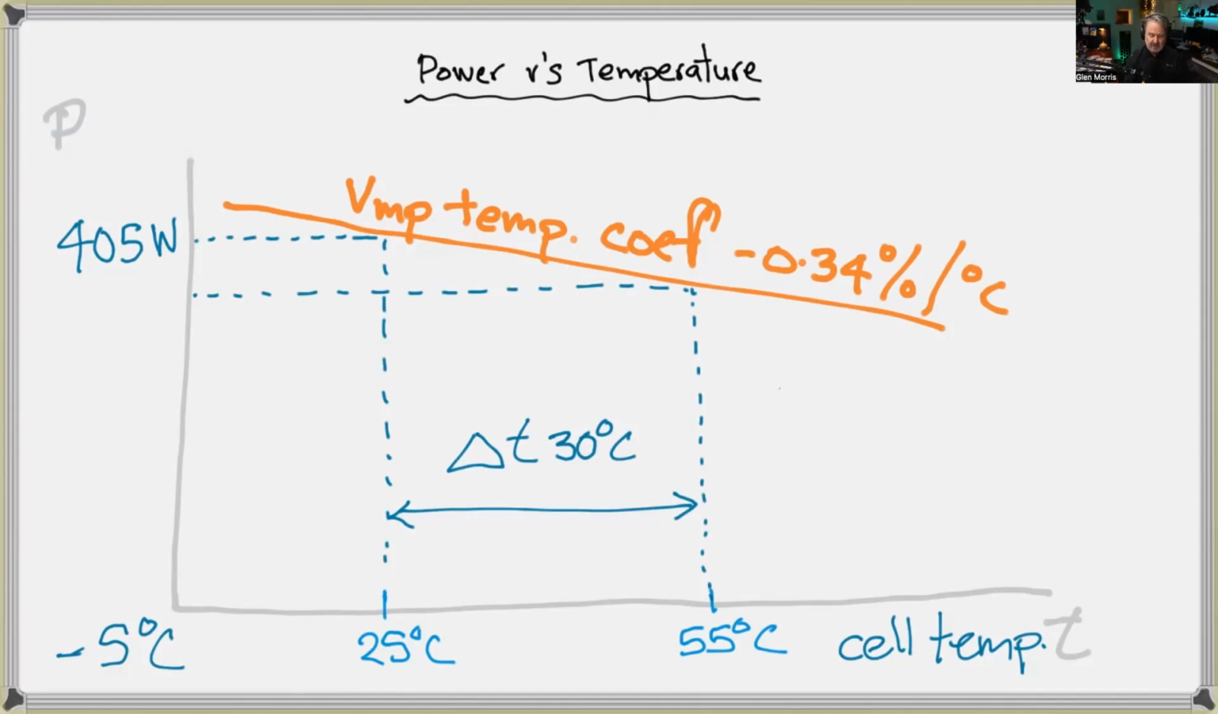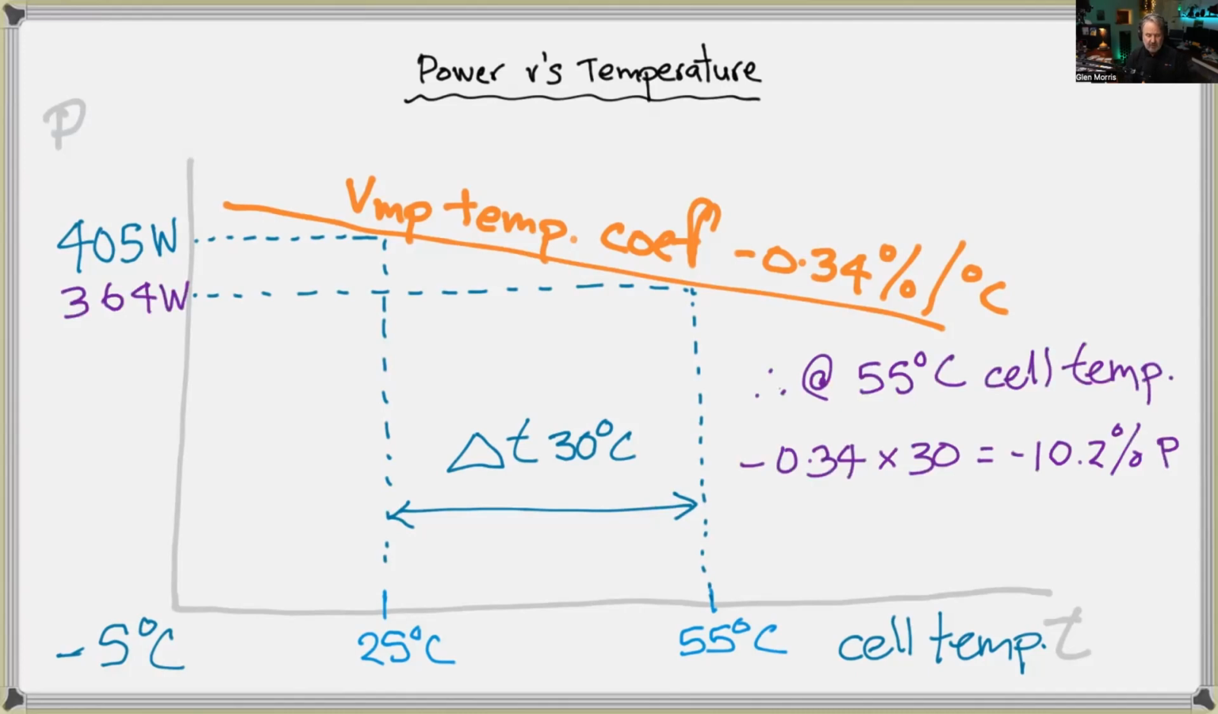So to calculate what power loss there is, you take the temperature coefficient and you multiply it by the change in temperature, what we call the delta T from test conditions. So I should call this standard test conditions, STC for short. So we've got 30 degrees of rise, multiply that by the temperature coefficient, which gives us 10.2% power loss. So it's a negative figure. We're losing 10.2%. If you take 10.2% off 405 watts, you end up with a 364 watt panel.